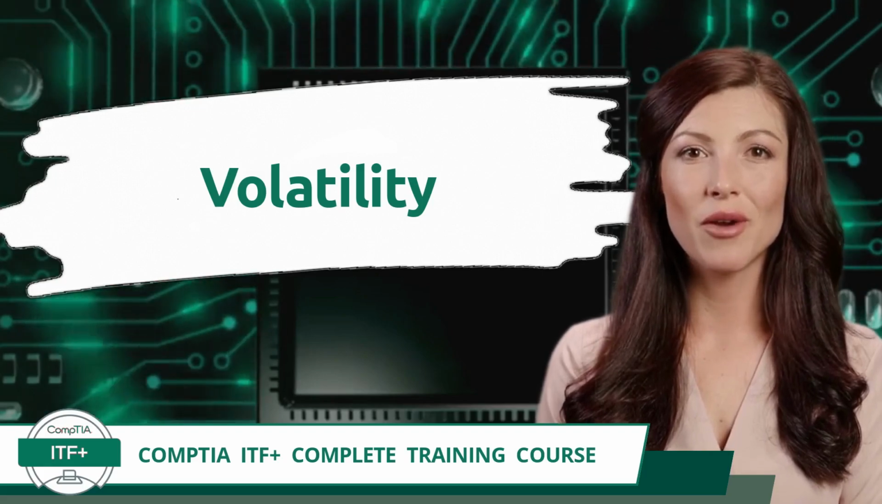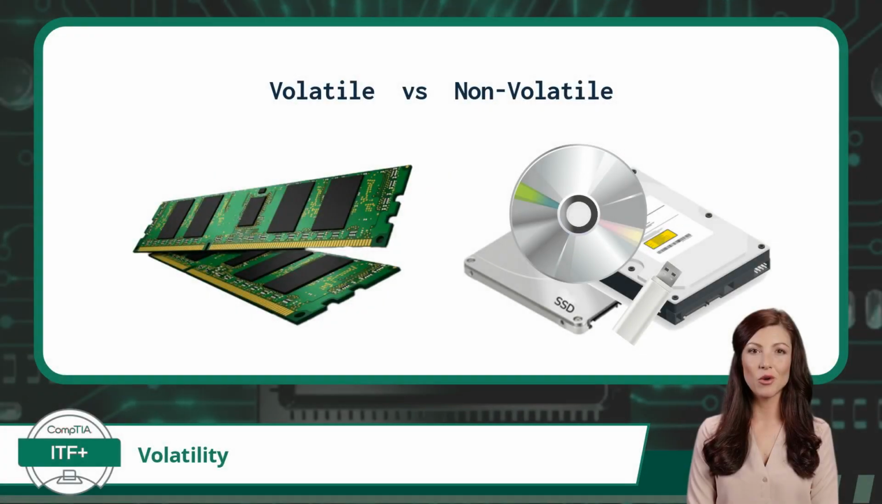Volatile versus non-volatile. Storage volatility refers to the degree to which stored data will remain accessible over a given period of time. In general, storage volatility can be categorized into two main types: volatile storage and non-volatile storage.